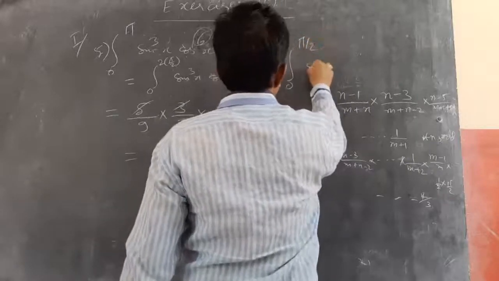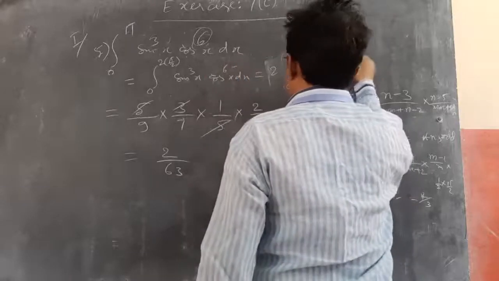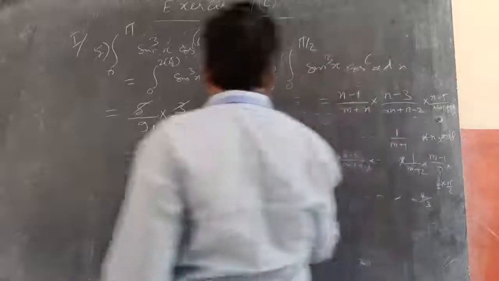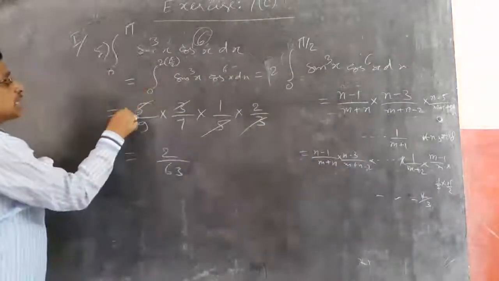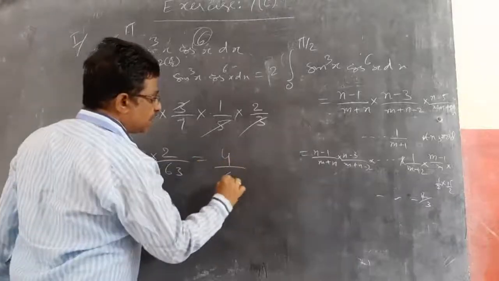2 into 0 to pi by 2, 0 to a is pi by 2. f(x) dx means sin cube x into cos power 6x dx. Same answer into 2 extra. So it becomes 4 by 63.